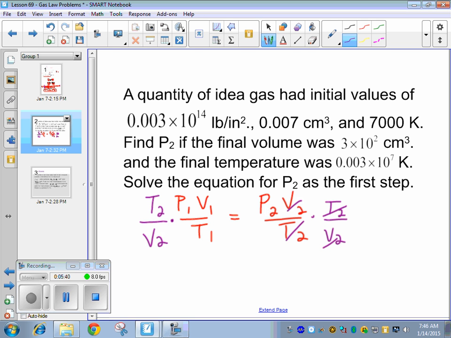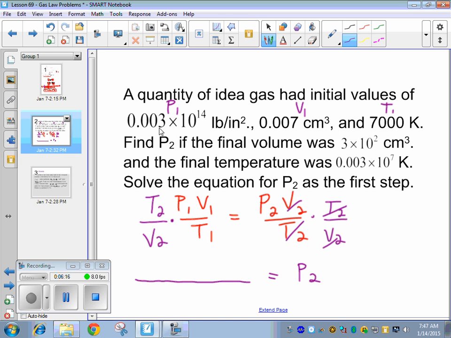This problem didn't actually tell you which one is which, so we're going to have to think through the initial values. Anybody know what the kelvins always is? Temperature, so that's going to be my T1. Anybody know what the centimeters cubed always is? Volume, so that's going to be V1. So what does this one have to be? Pressure, pounds per inch squared is going to be P1. So let's plug those three in first. Okay, so this all equals P2.